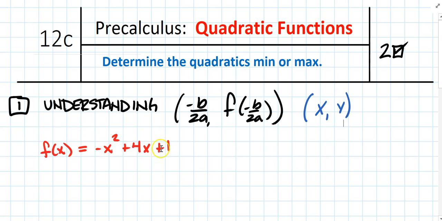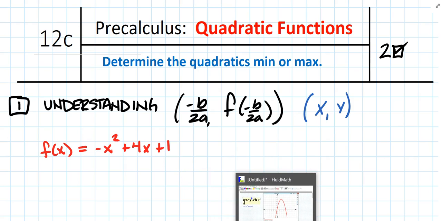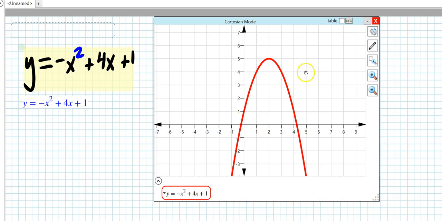So take a look at this quadratic. For example, I have negative x squared plus 4x plus 1. And what I've done is I've graphed it for you over here in FluidMath. And here's the picture of the parabola, and of course it opens down. We're going to learn that because the a value is negative. But I just want you to consider where the vertex is in this particular picture. Right now, figure out where the vertex is and write it down real quick.